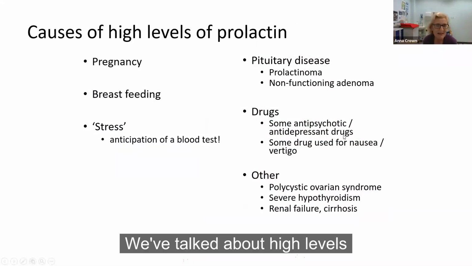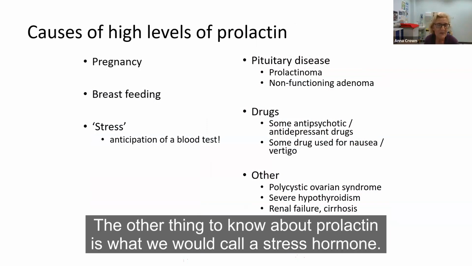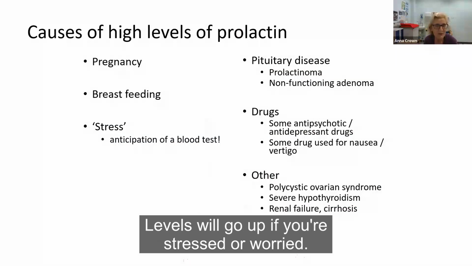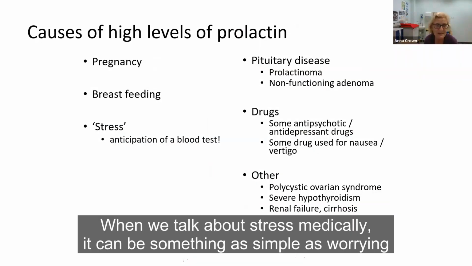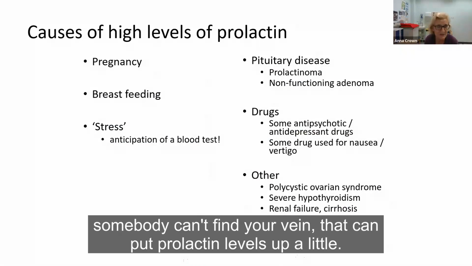So we've talked about high levels of prolactin when somebody's pregnant or breastfeeding. The other thing to know about prolactin is it is what we would call a stress hormone. So levels will go up if you're stressed or worried. And when we talk about stress medically, it can be something as simple as worrying about a blood test, anticipation of a blood test. Somebody can't find your vein. That can put prolactin levels up a little.